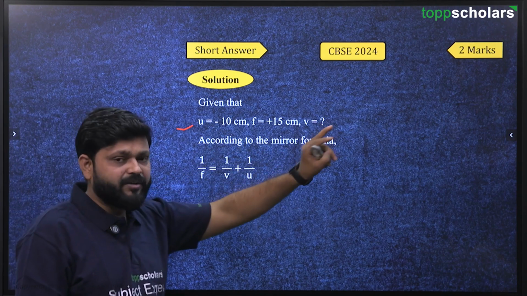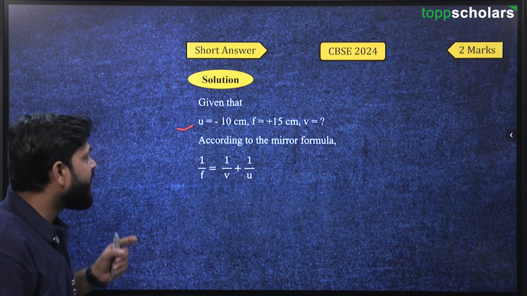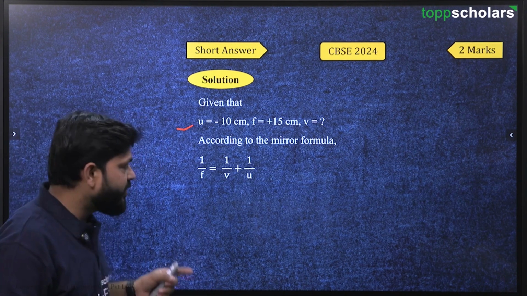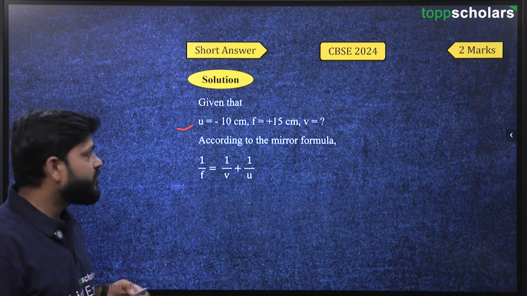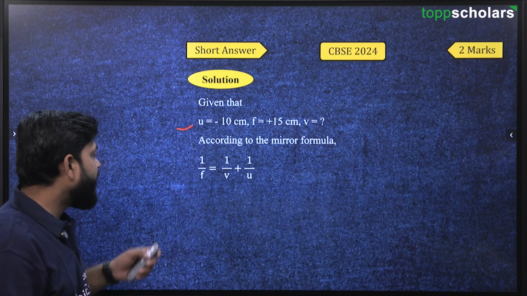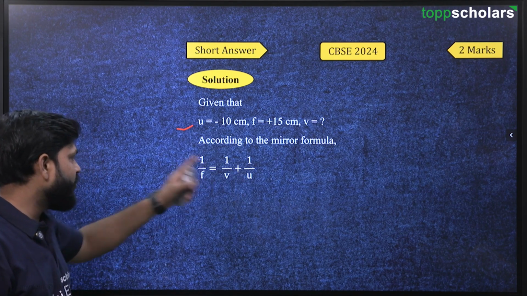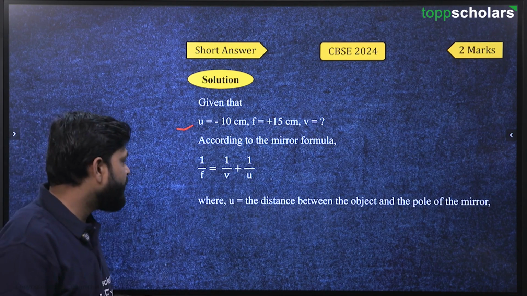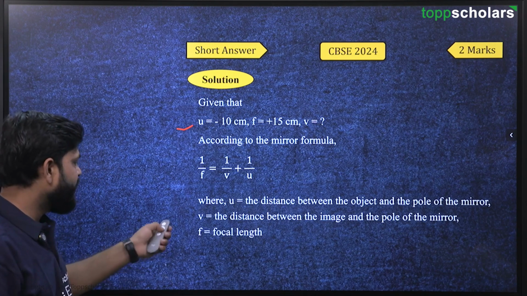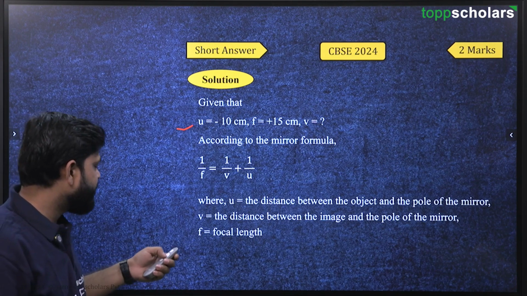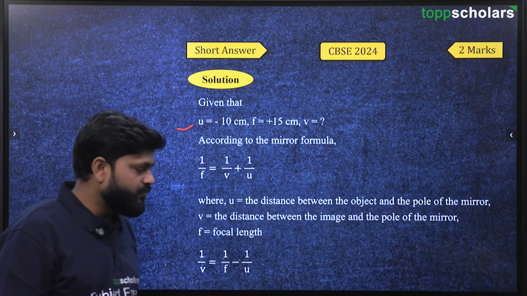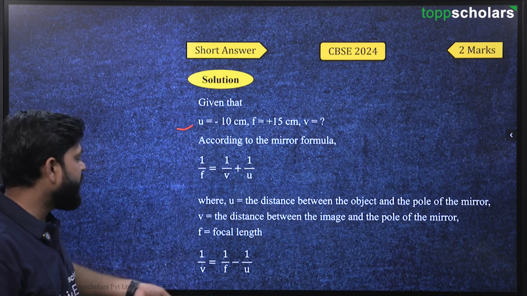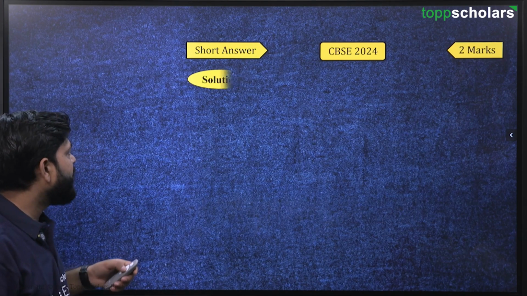We need to find V, that is the image distance. We know that 1 upon F equals 1 upon V plus 1 upon U. We need to find 1 upon V, so 1 upon U will come to this side. So 1 upon V equals 1 upon F minus 1 upon U. And we have been given the values of U and F, so we can easily find this.